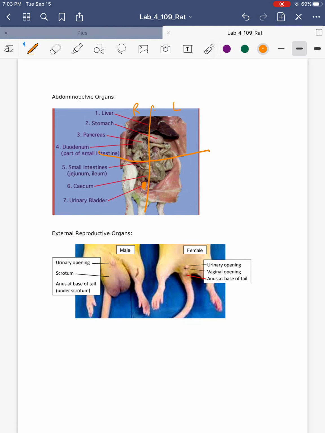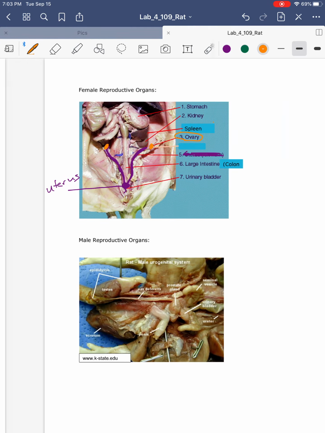The vagina is going to be more of an external, and you can just see it's going to be the middle circle, right? So the most superior is the urinary opening, the middle is the vaginal opening, and then the most inferior would be the anus.